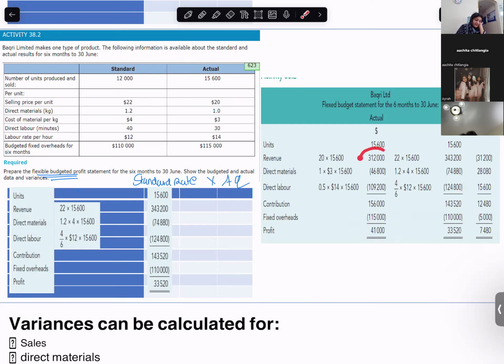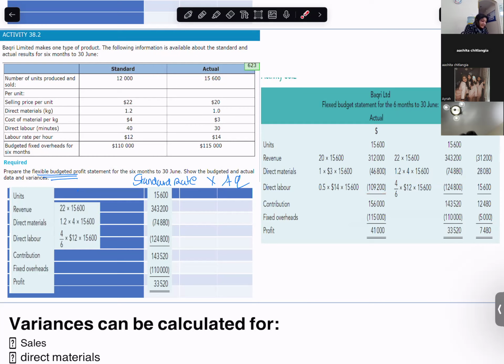You expected that you will have 343, but your actual revenue is 312. Favorable or adverse? Adverse. Direct material, favorable or adverse? Favorable. You spent less. Labor, you have spent less. Favorable. Why have you spent less on labor?